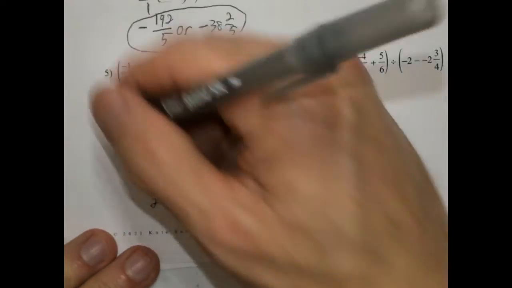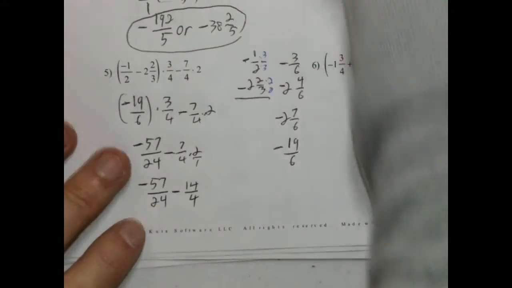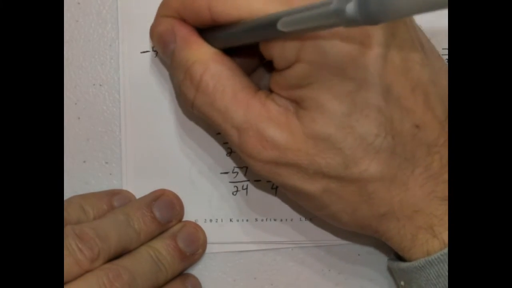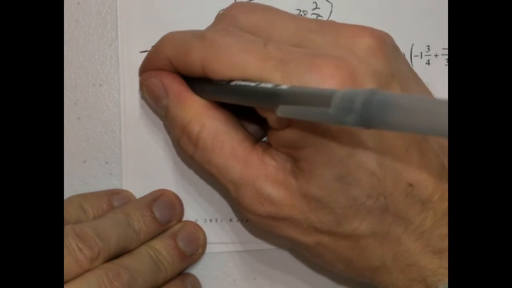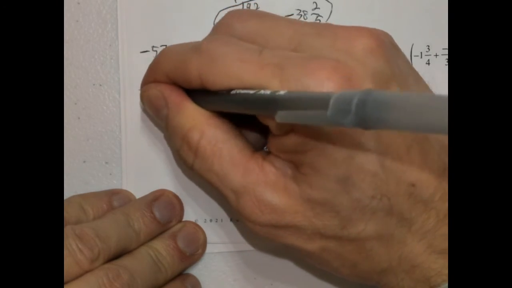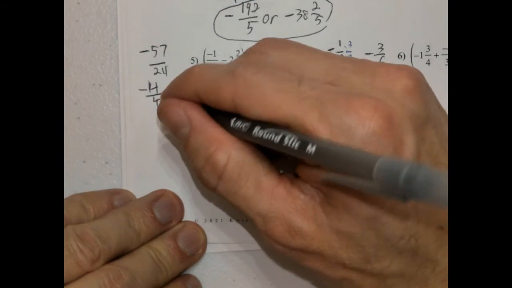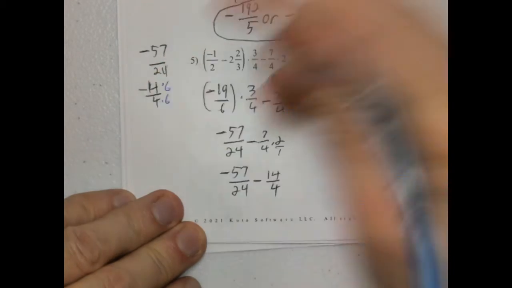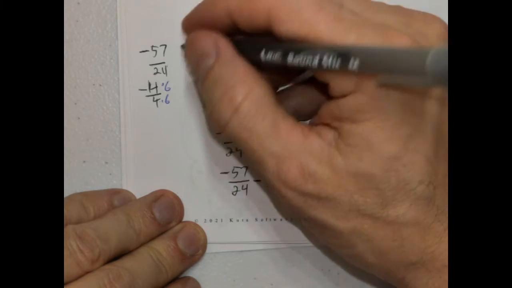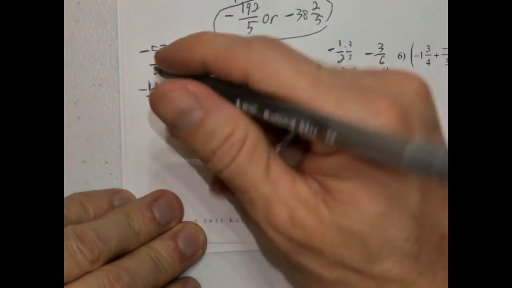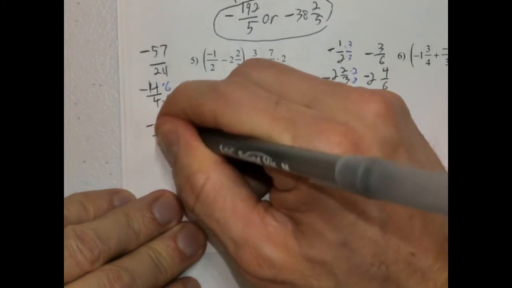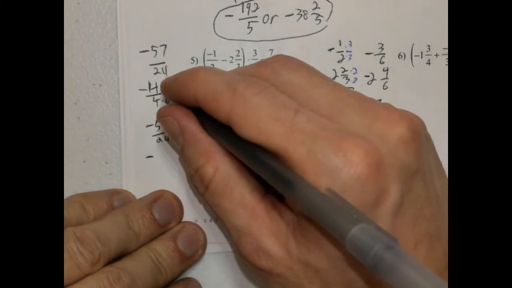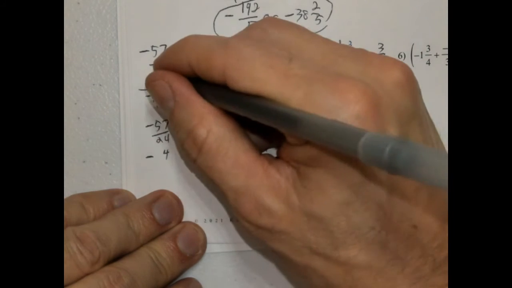Okay, and we'll do this over here so we have more room. Negative 57/24 minus 14/4. This can become 24 by multiplying this by 6. So let's do that. We're going to multiply 14 by 6, the 4 by 6. And it's not a great place to squish this in, so I'm going to bring this down here. Negative 57/24 minus, let's see, 14 times 6. So 6 times 4 is 24, carry the 2.